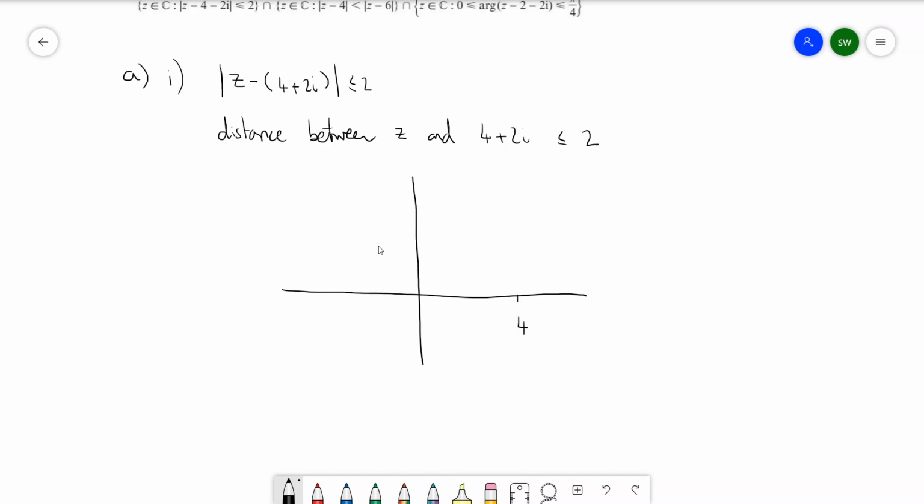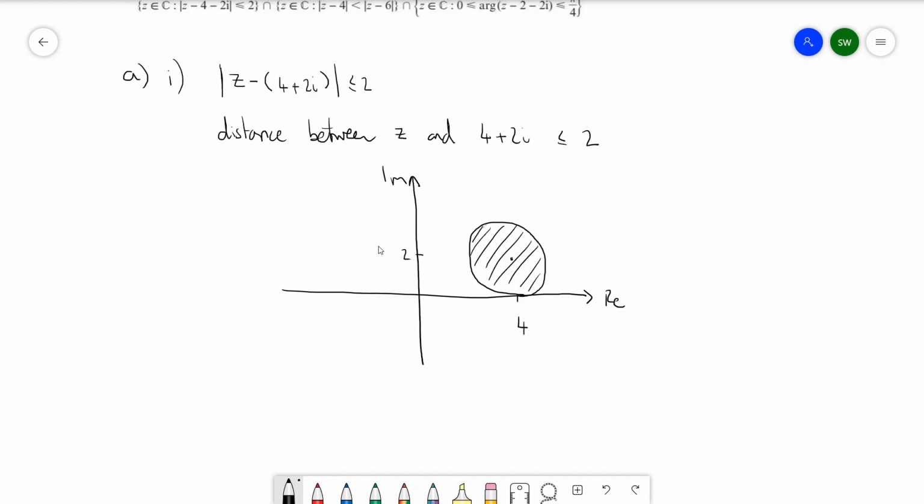So if we plot this point here with real part 4 and imaginary part 2, then we know that we want all the points that are inside or on the circumference of a circle of radius 2 around that point. So if we draw a circle of radius 2, it's going to have to touch the real axis, make sure it does. And it can be on the circumference of this circle because we've got a not strict inequality. The distance could be equal to 2, and then it would be on the circle. Because if we just had equals to 2, then we would just draw the circle. So we're going to shade the inside of this circle.